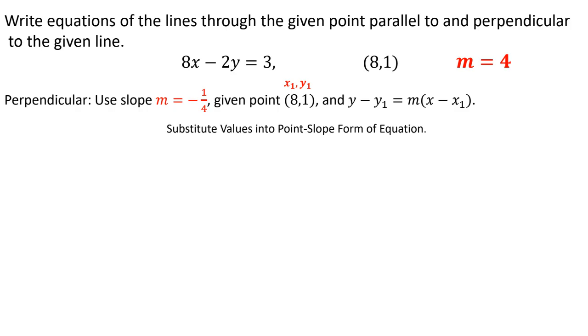Because they're opposites of each other. Parallel and perpendicular are opposites. So if my parallel was positive, then my perpendicular has to be negative, okay? So this is my perpendicular slope, negative 1 over 4.